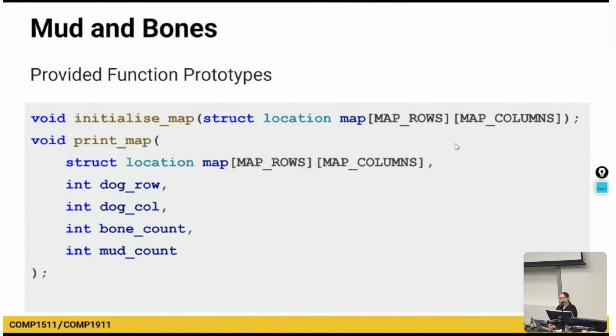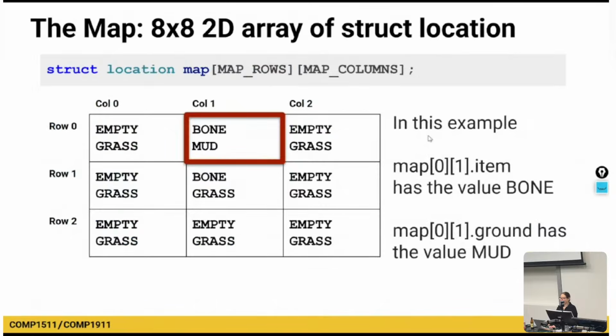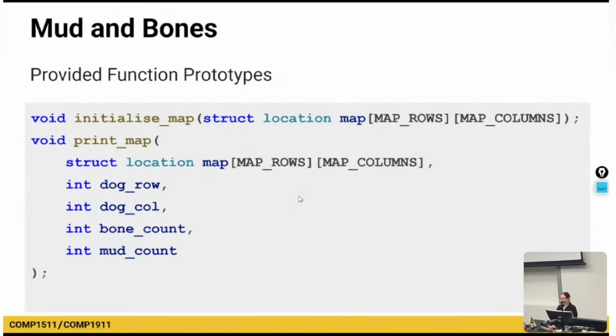Then we've been given some functions that are already written for us. We've got something to initialize the map. So it basically takes this map in and sets a whole bunch of things to have empty or grass or mud or bone. That's already done for us. And then we've got a function that can print the map. So to print the map, we've got to pass in the map and also all this other information about where's the dog located? What row and column is the dog on? How many bones has the dog already found? How many times has the dog already stepped in mud, etc. And that'll print out the map for us.